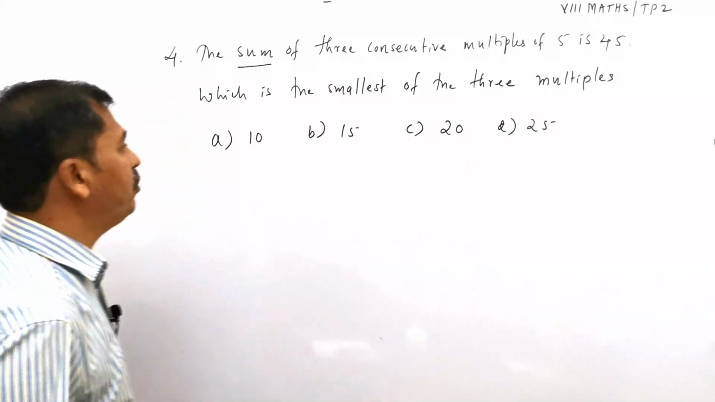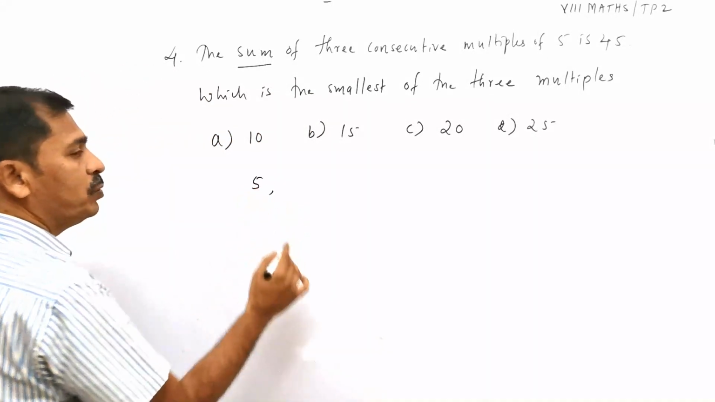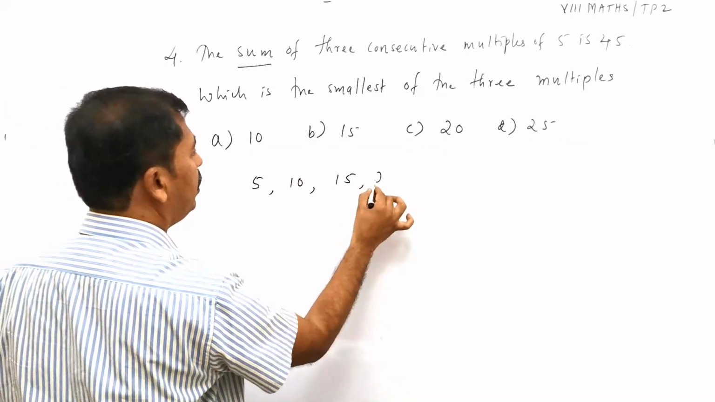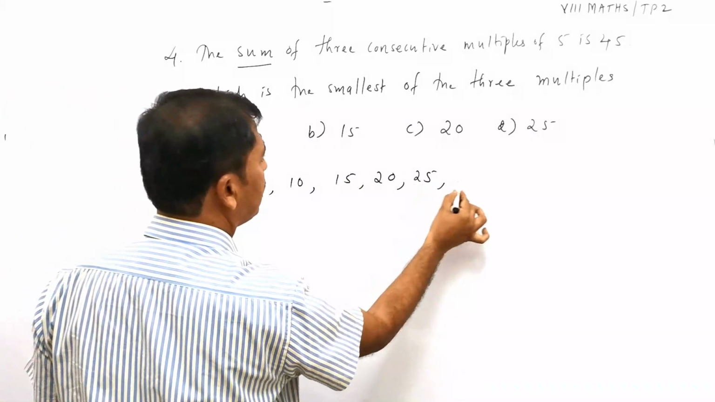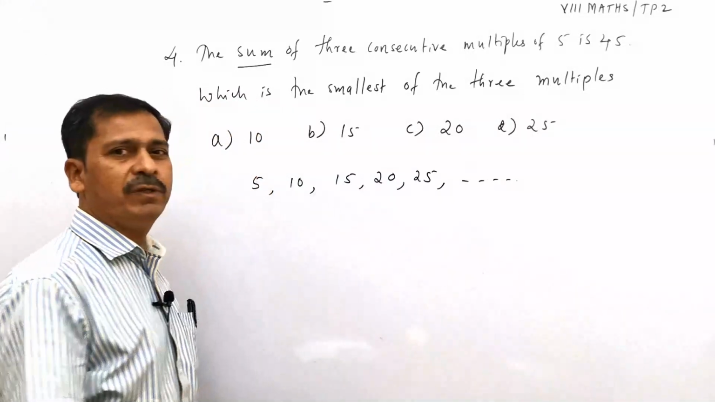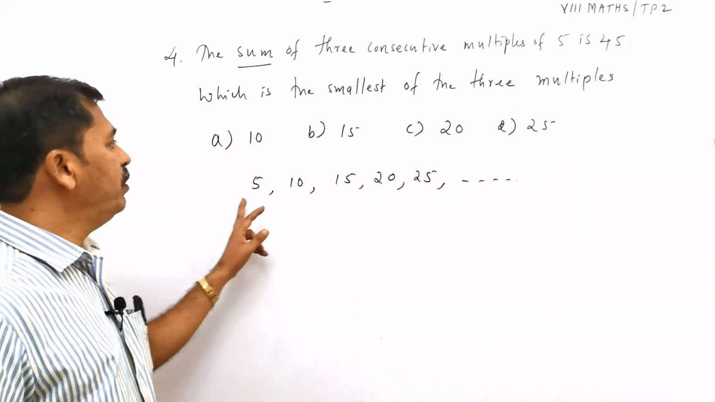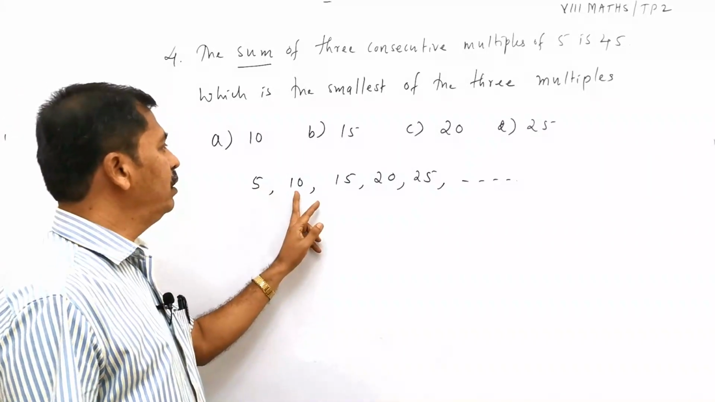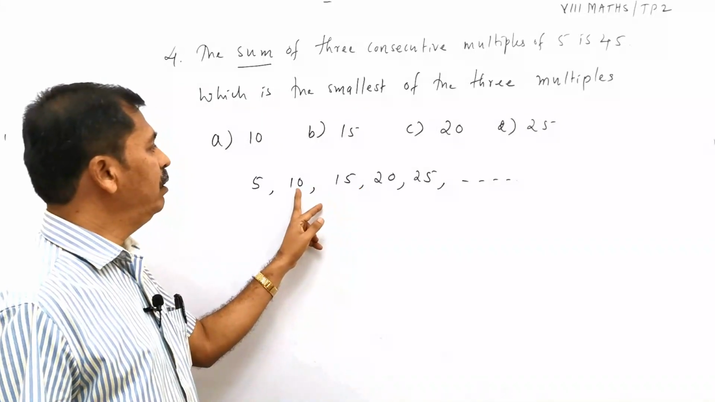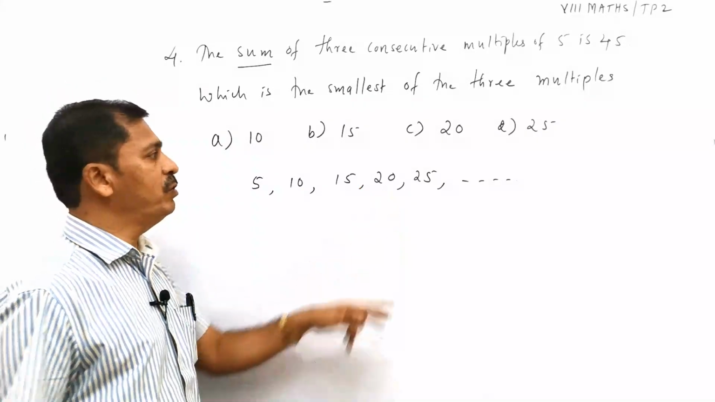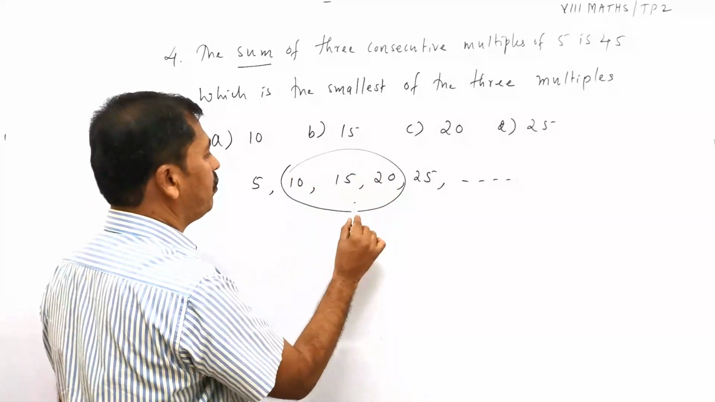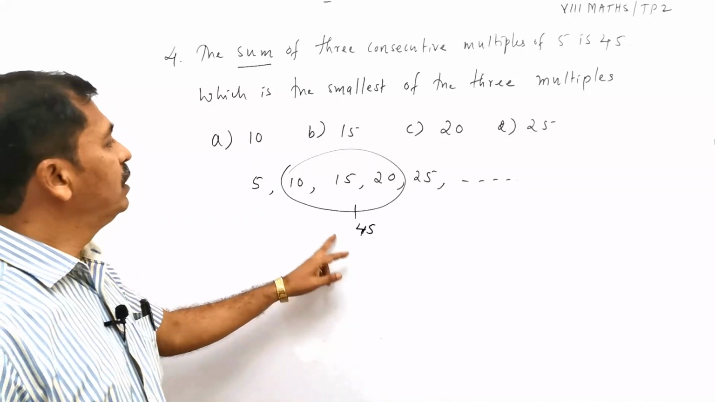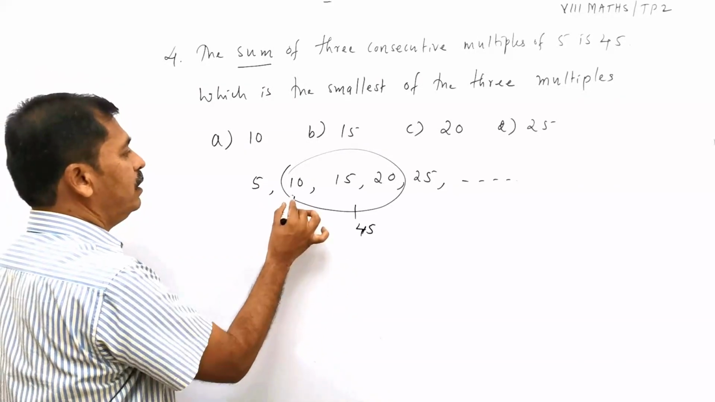Just randomly I would like to write the multiples of 5. In the 5 table you count: 5, 10, 15, 20, 25, and so on, these are the multiples. Just by oral observation: 5, 10, 15, 15 plus 15 is 30, leave it. 10, 15, 20: 10 plus 15 is 25, 25 plus 20 is 45. This seems to be 45. See which one is smallest. 10 is the smallest.